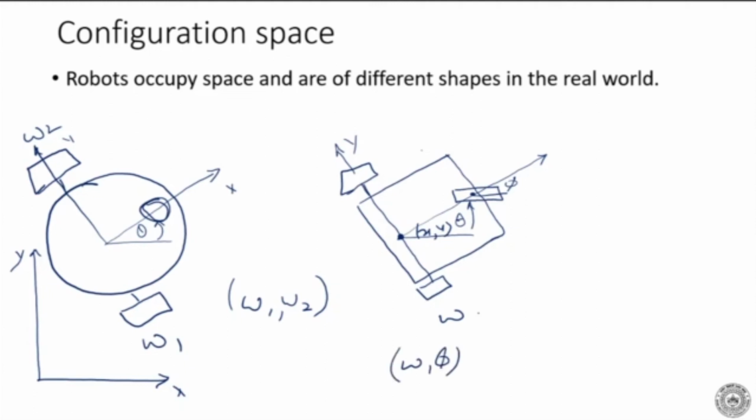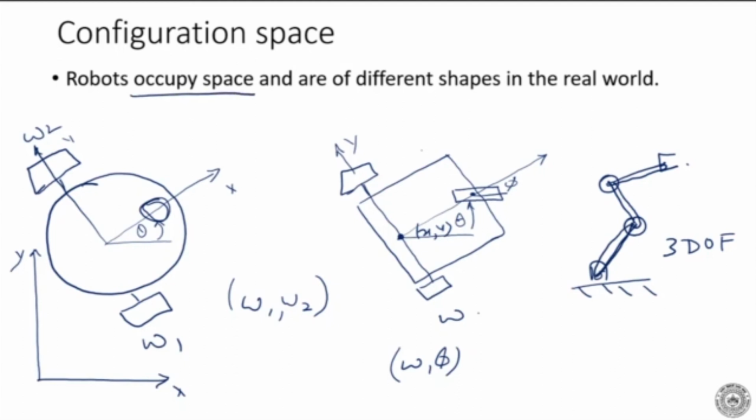You can also have a serial arm robot like this. You can imagine multiple degrees of freedom, a 1, 2, 3 DOF arm. These arms are going to have physical lengths and physical dimensions. So that's my arm. These robots, mobile robots and serial arms, and you can even talk about a flying robot, a quadcopter, occupy space in the real world. They are not points.